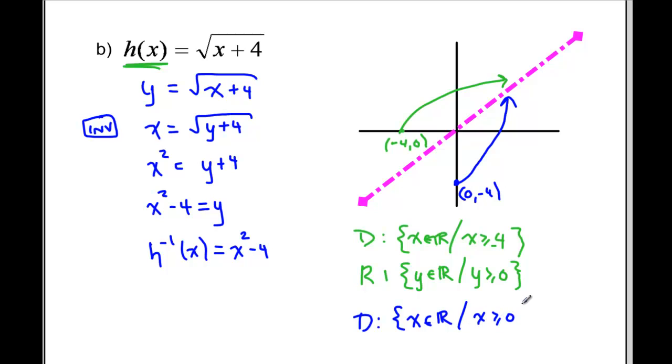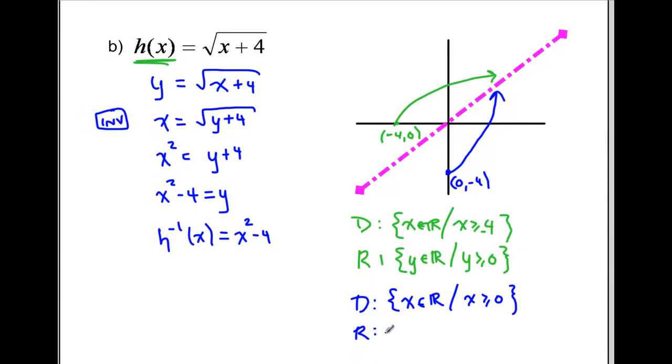And that makes sense, right? You look at the graph, notice how all of my x values start here and then just continue out that way. And my range, well, y has to be greater or equal to negative 4. And there you have it.